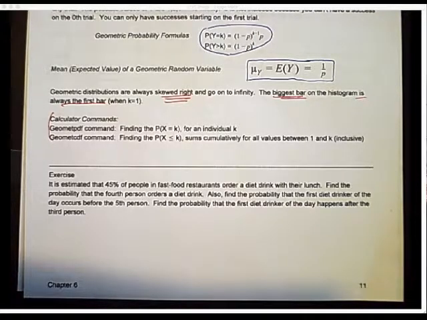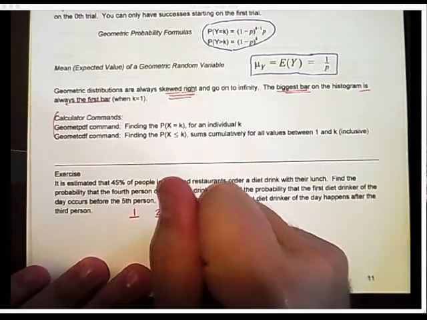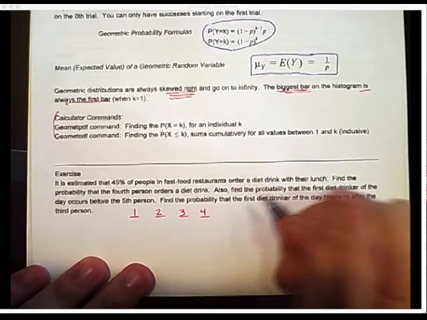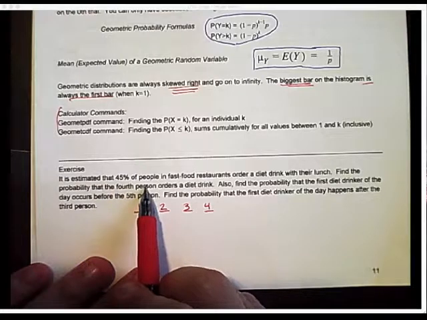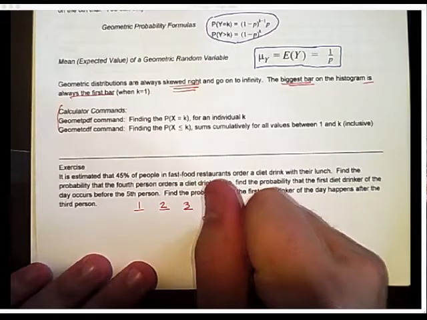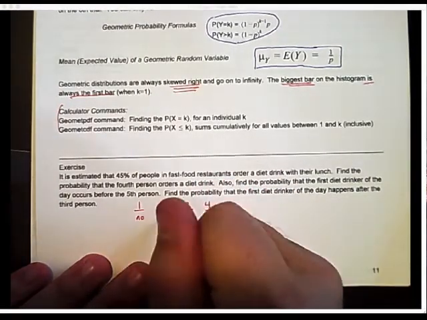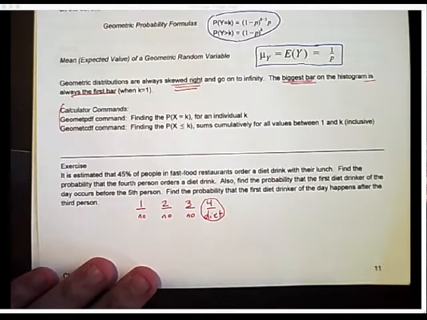It says, it is estimated that 45% of people in fast food restaurants order a diet drink with their lunch. Find the probability that the fourth person orders a diet drink. Or we should say the probability that the fourth person in line is the first person who orders a diet drink. So this person ordered a diet. This one did not, this one did not, this one did not. This was our first success.